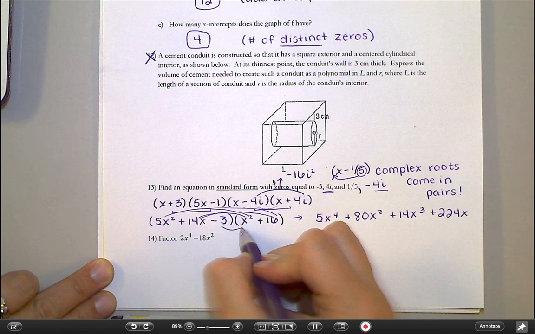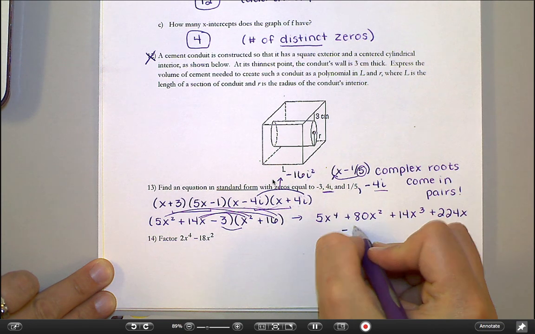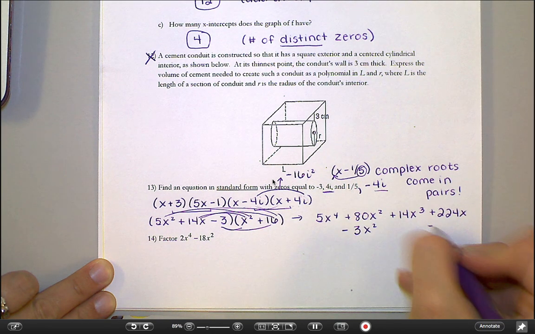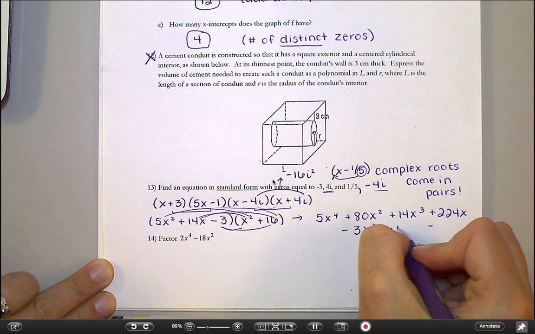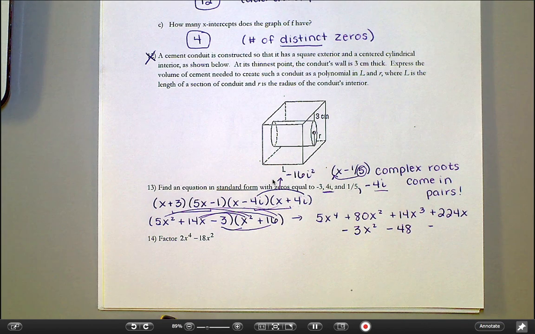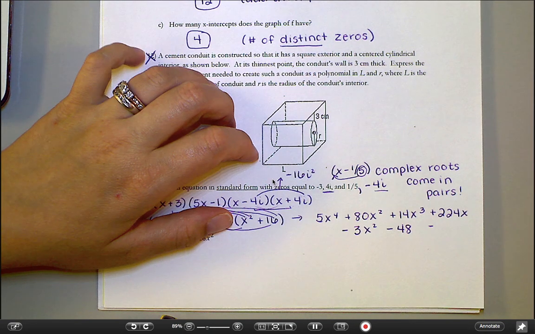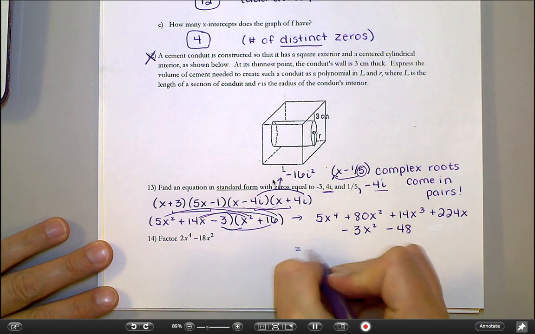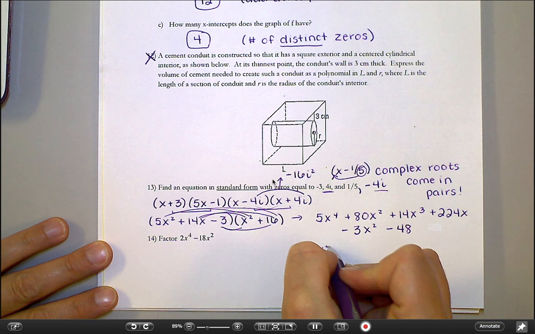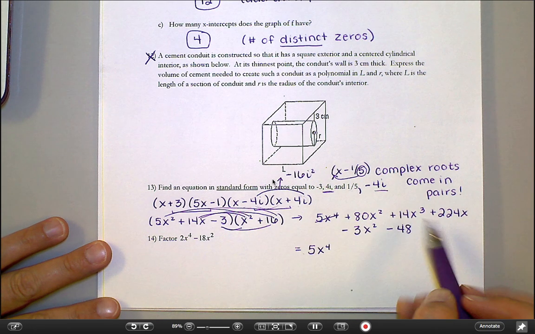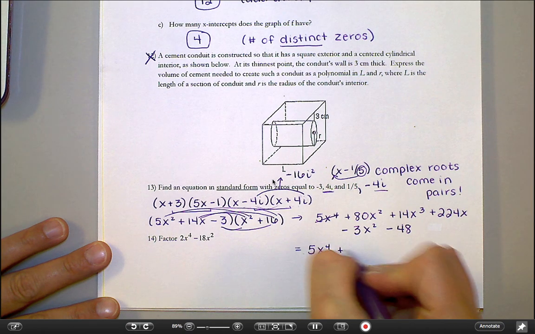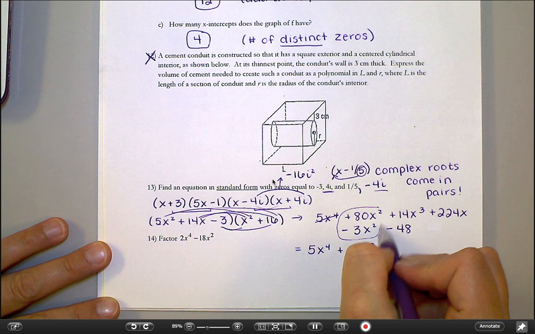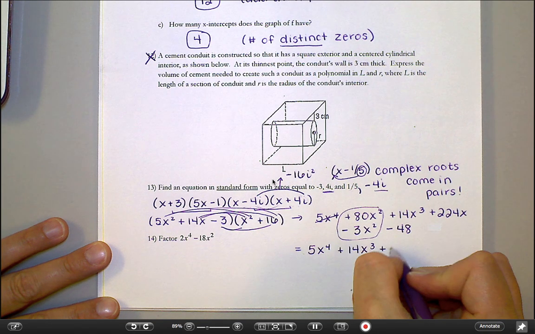And then we're going to do negative 3x squared. And negative 3 times 16 is negative 48. Sorry I had to go on to 2 lines there. Now I'm just combining like terms. So I'm going to say I have 5x to the 4th. Standard form means I want my exponents in order. So next I want to go with my x cubed. Then I'm putting my 2 x squared terms together. So that would be 77x squared.